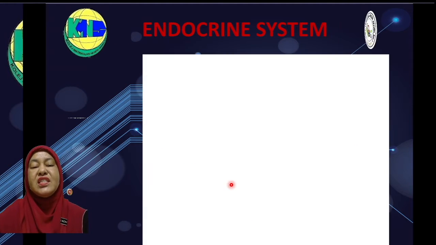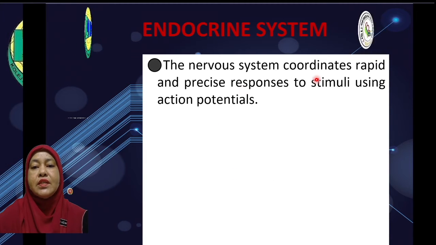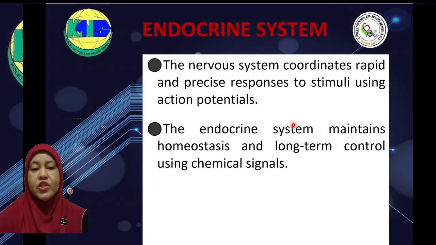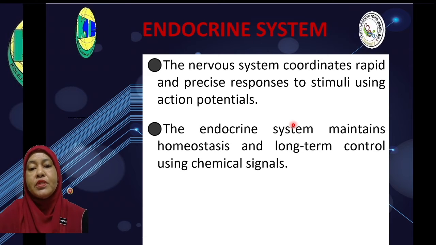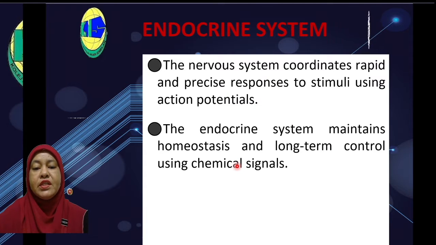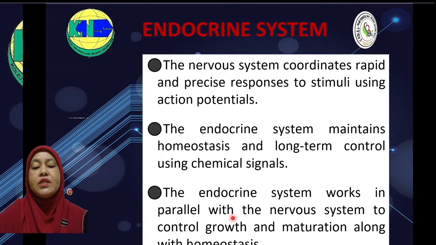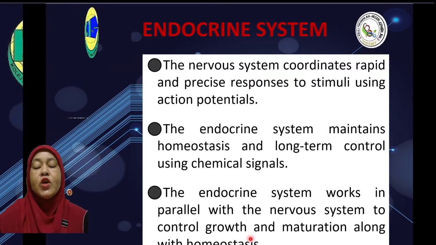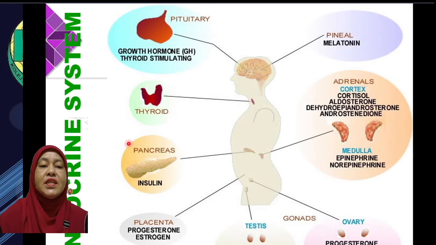The nervous system coordinates a rapid and precise response to stimuli using action potentials. The endocrine system maintains homeostasis and long-term control using chemical signals. The endocrine system works in parallel with the nervous system to control growth and maturation along with homeostasis. Overall, this is our endocrine system in our body: pituitary, thyroid, pancreas, placenta, testes, ovary, adrenal cortex, and also the pineal.